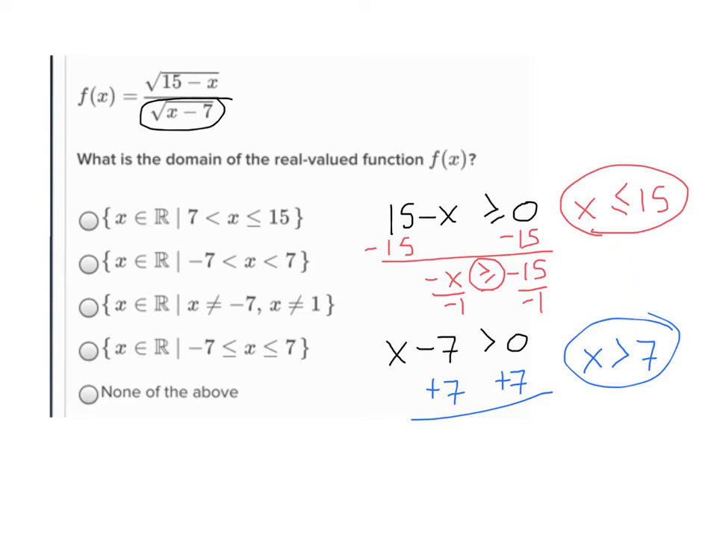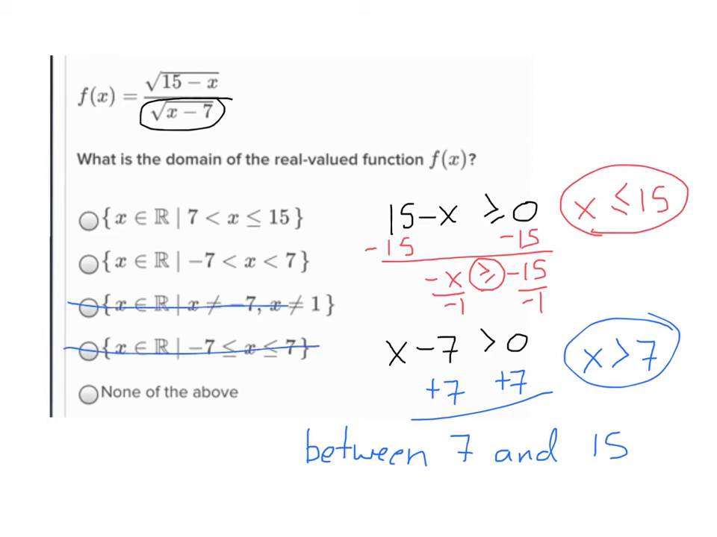Now in regular English, we're saying x must be between what? 15. No, 7 and what? 15. So we got to figure out which of these means that. Okay, this one right here says x is any real number between -7 and 7. That's what this means. Well, we want it to be between 7 and positive what? 15. So it's not that one.